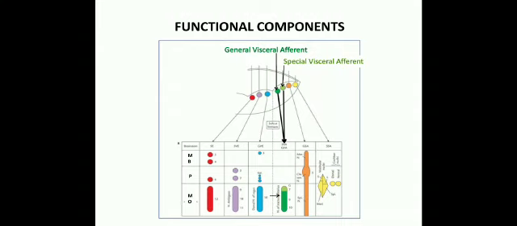It also receives the sensations of taste, that is the special visceral afferent, from the anterior 2/3 of the tongue and the palate except circumvallate papillae through the facial nerve, from the posterior 1/3 of the tongue through the glossopharyngeal nerve including the circumvallate papillae, and from the posterior most part of the tongue and from the epiglottis through the vagus nerve. Next is the general somatic afferent nuclei.